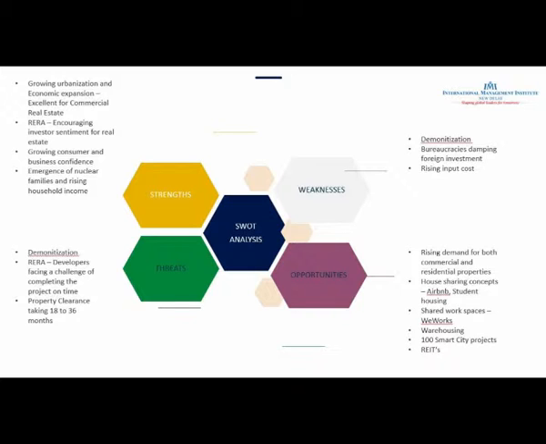Going ahead, we have opportunities wherein the real estate sector in India is expected to reach a $1 trillion market cap, and we have a lot of opportunities with house sharing concepts like Airbnb, international standard student housing. Then we have OYOs, we have shared workspaces these days like WeWorks, etc., and also the 100 smart city projects in India which the Union Cabinet has approved, and hence can give a lot of thrust to this particular industry.